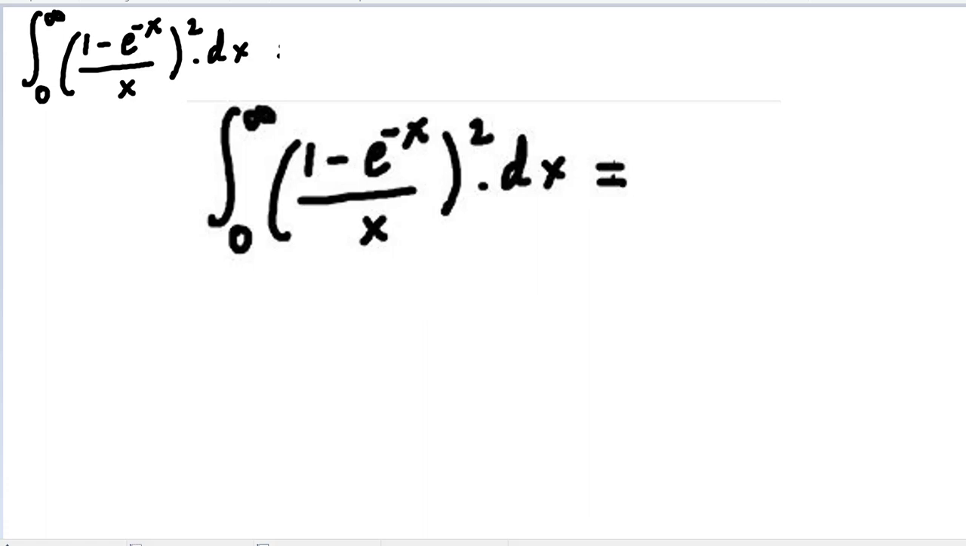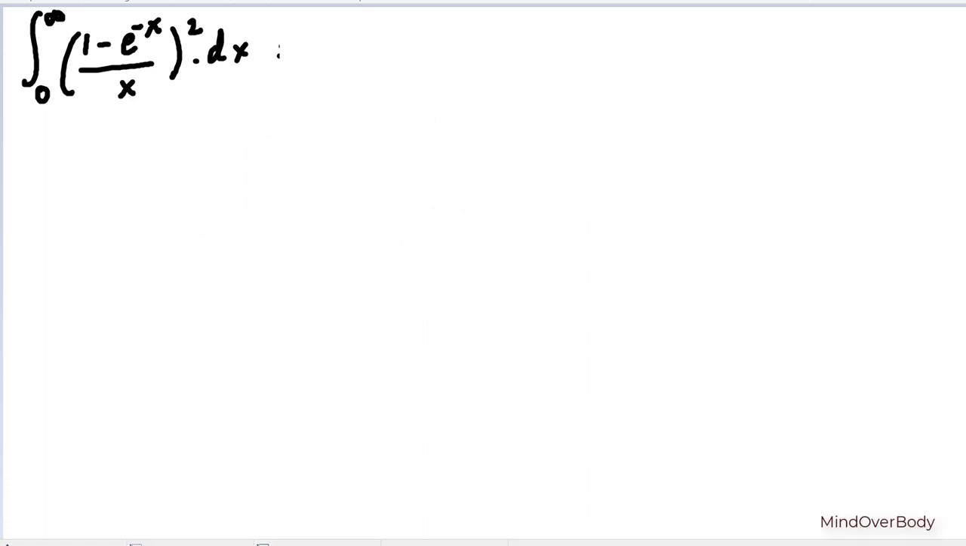Welcome everybody. We got an interesting question here. We are expected to integrate the integral from 0 to infinity of (1 − e^(−x))² / x² dx. Now this can be a little bit challenging and we need to adopt some caution. So having mentioned that, let me just start off.